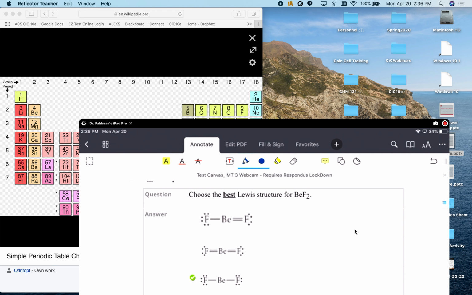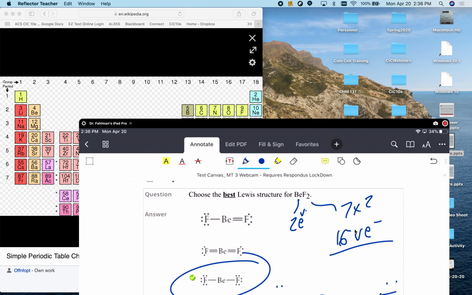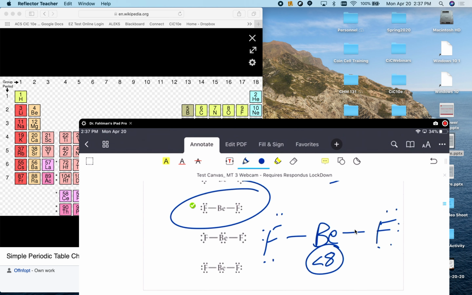Beryllium difluoride. Beryllium has 2 valence electrons. Fluorine each has 7, so that's 14, so 16 valence electrons total. Like that. Okay, and so this one is the proper Lewis structure. Remember, beryllium is happy with less than 8 valence electrons. It's an exception to the octet rule.